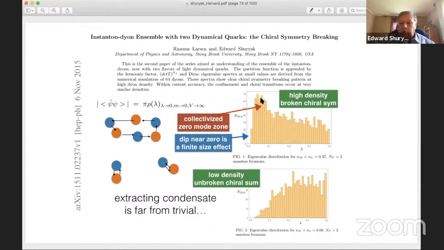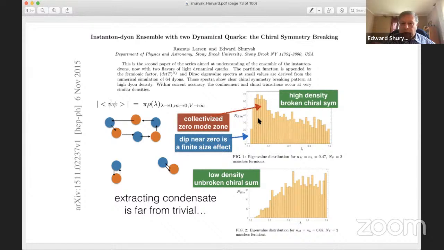So this is the spectrum of Dirac eigenvalues at low density and high density. At low density, there are no small eigenvalues. These molecules have some eigenvalues of order one. However, if you have high density, this is how the spectrum looks. And in the infinite box limit, this gap disappears. I have no time to describe it. And it becomes continuous all the way to zero. So we have a transition which condensed matter theorists would call an insulator to conductor transition.